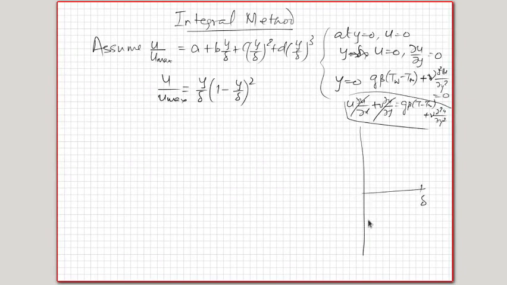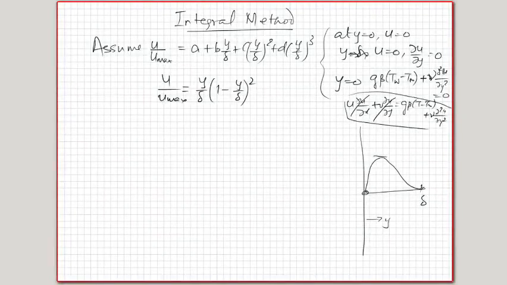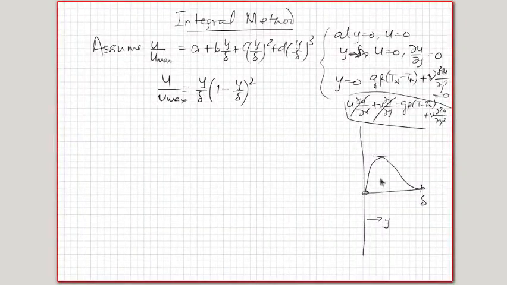And at any given x, if I have the profile, and if this is delta, this is the y coordinate. If I normalize with respect to delta, then the u by u max profile will go something like this. At this location, u is equal to u max, so this whole thing will be 1. And at both ends, it will be 0, because here y by delta is 0, and at this point 1 minus y by delta is 0. So it will be 0 at both of these locations. That's the profile that you are seeing.